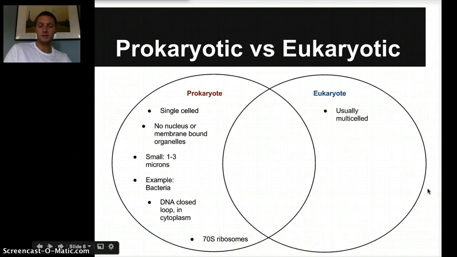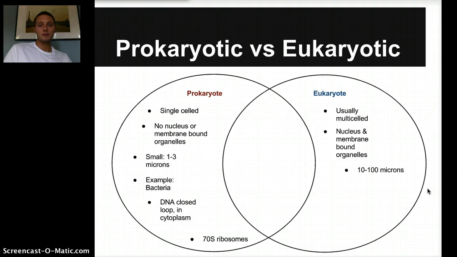Eukaryotes are usually multicellular. Sometimes they'll be single-celled, but usually they're multicelled. They have a nucleus and they have membrane-bound organelles. They're quite a bit larger, about 10 to 100 microns. Some examples would include everything but bacteria and archaea. We humans are eukaryotes. Dogs, cats, plants, all eukaryotic organisms. The DNA is in a double helix, and it's contained within the nuclear envelope within the nucleus.